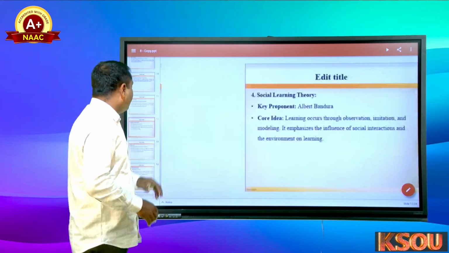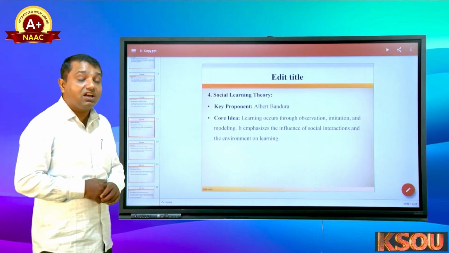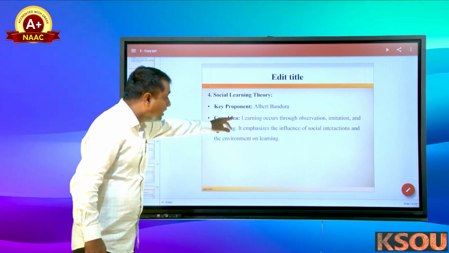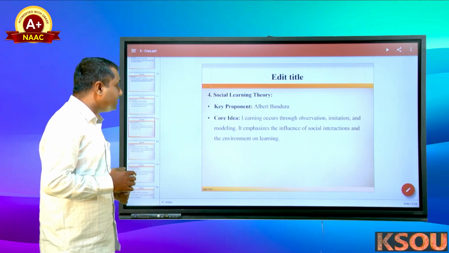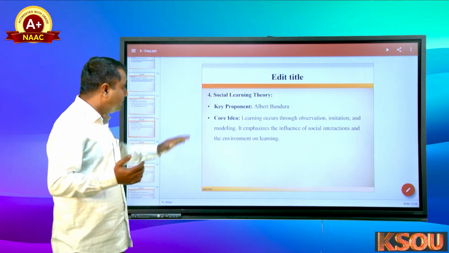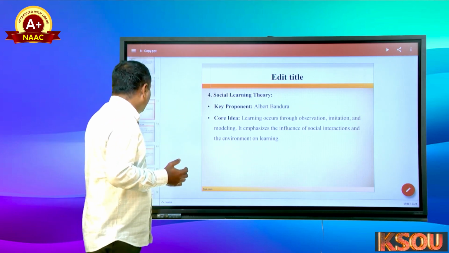Fourth theory is social learning theory. What is the social learning theory? Learning occurs through observations, imitations and modeling.